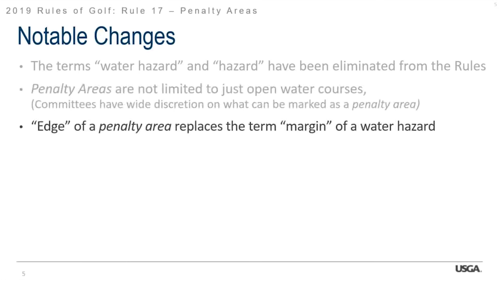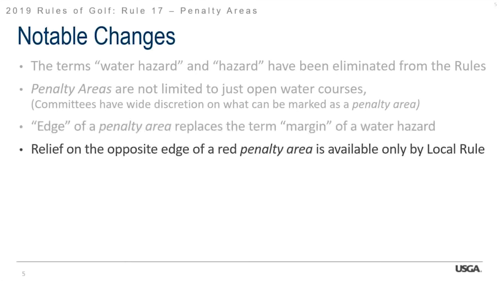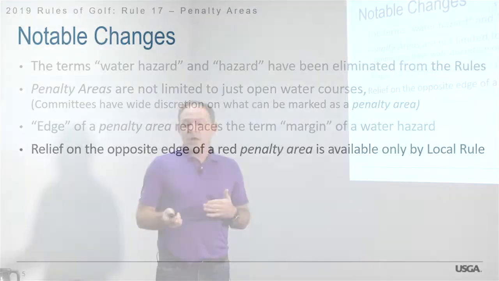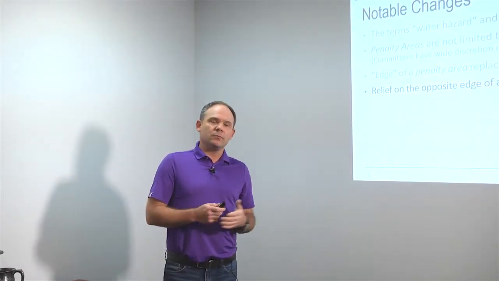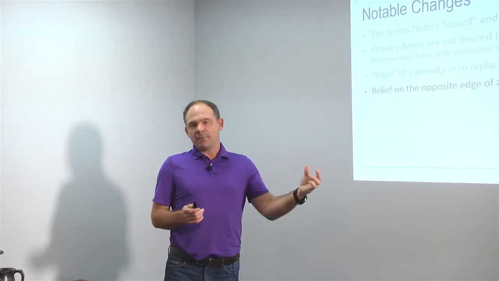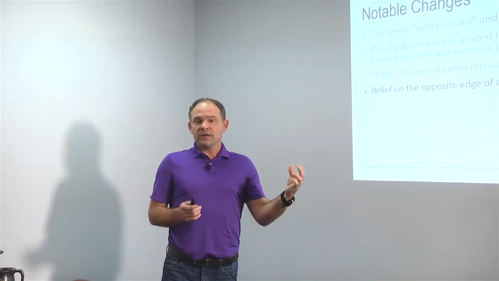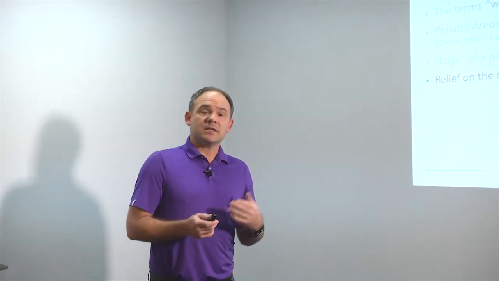Okay, the edge is the term we use now instead of margin. Just a little clarification on a definition and a term there. Nothing changes in what we refer to that as, however. And the relief on the opposite edge of the margin of a lateral water hazard that we had before is no longer an option in the new rules of golf. It can be put back in with a local rule, but for the most part you won't see this opposite equidistant relief option on the other side because most players didn't really understand it. It was kind of confusing and it doesn't get used all that much.